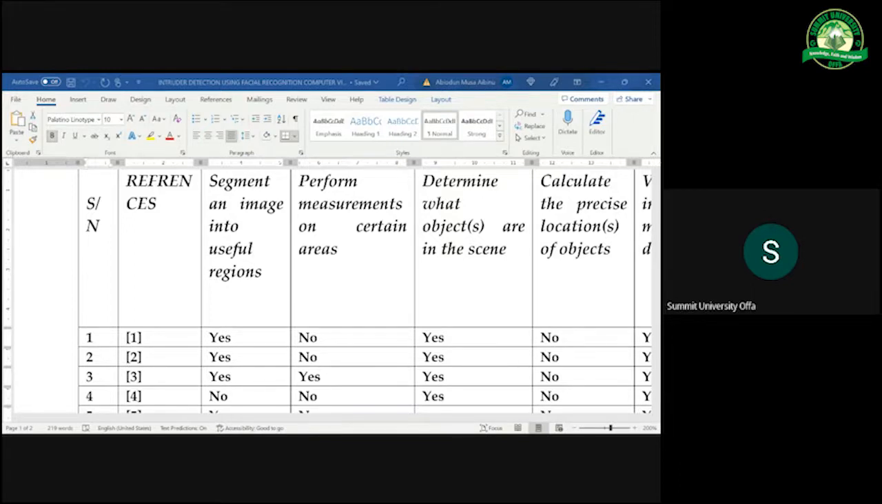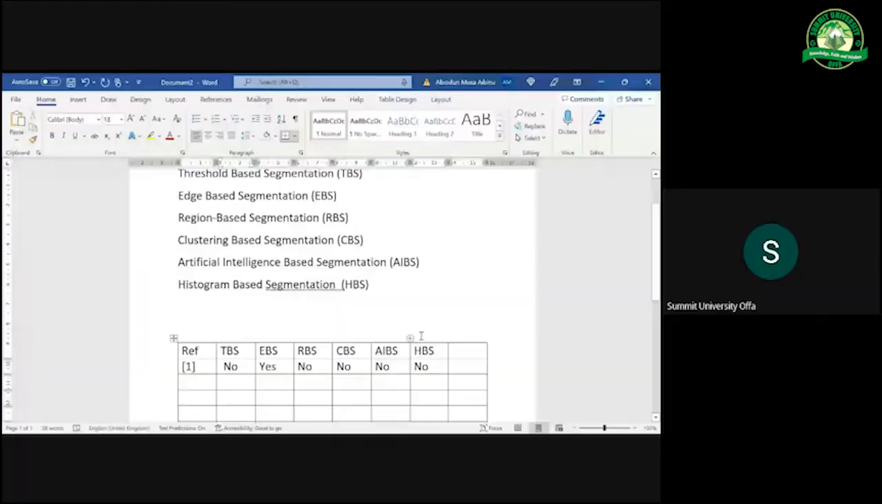It's just what I'm now showing you, which is what we have on the screen now. When you check your screen now, you will see the segmentation technique. So you have to go and prepare a table on the type of segmentation technique used in that paper.